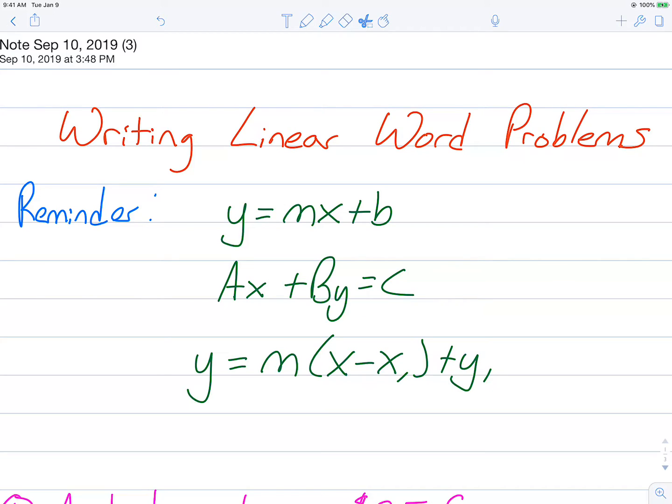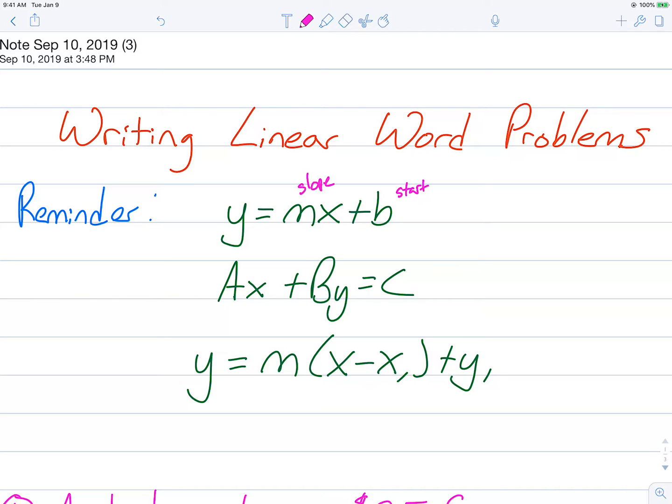So today we're going to take notes on writing linear word problems. And just a reminder from our last set of notes, we have a couple different forms in terms of writing a linear equation. We have y equals mx plus b, in which we have the slope and that starting point, or the y-intercept. We have ax plus by equals c, that's our standard form. That one's not going to be quite as helpful for us today.